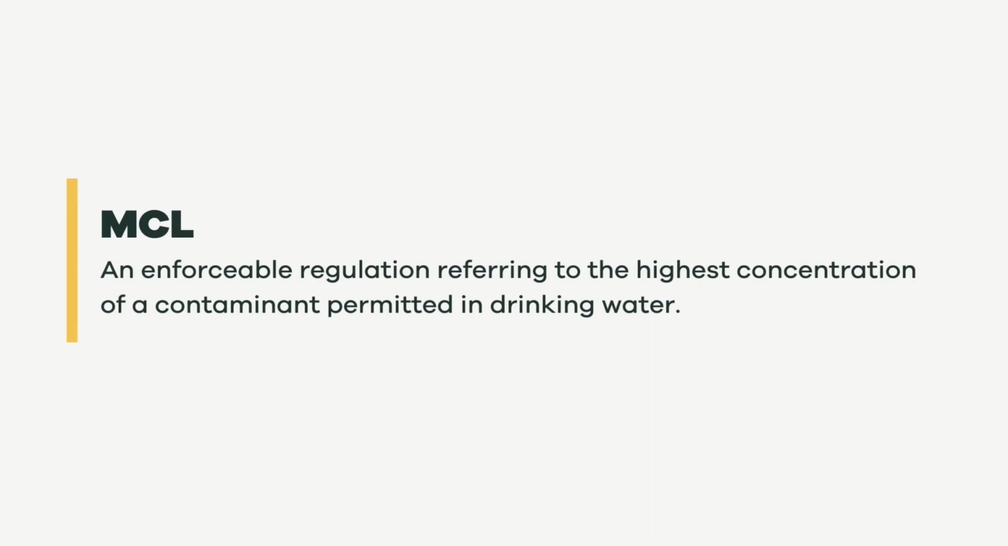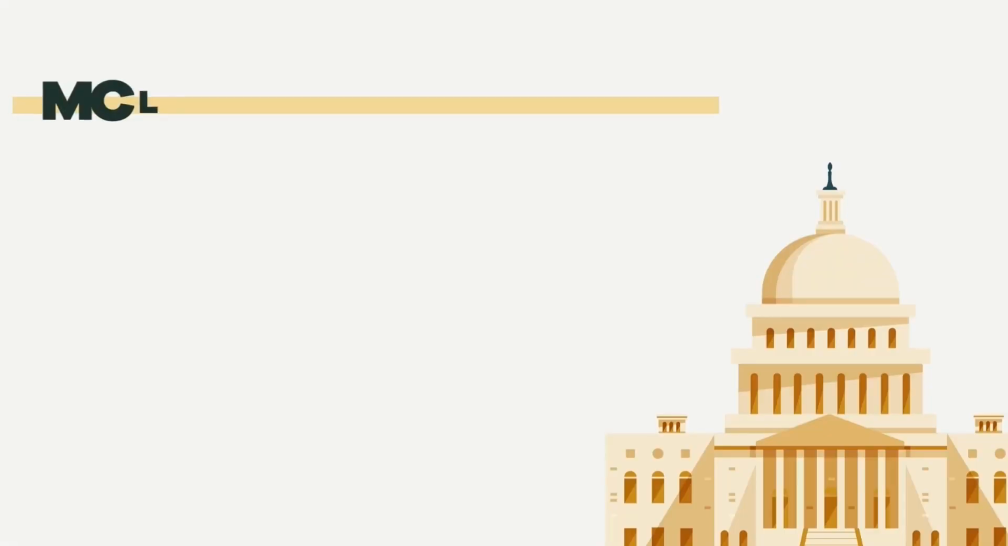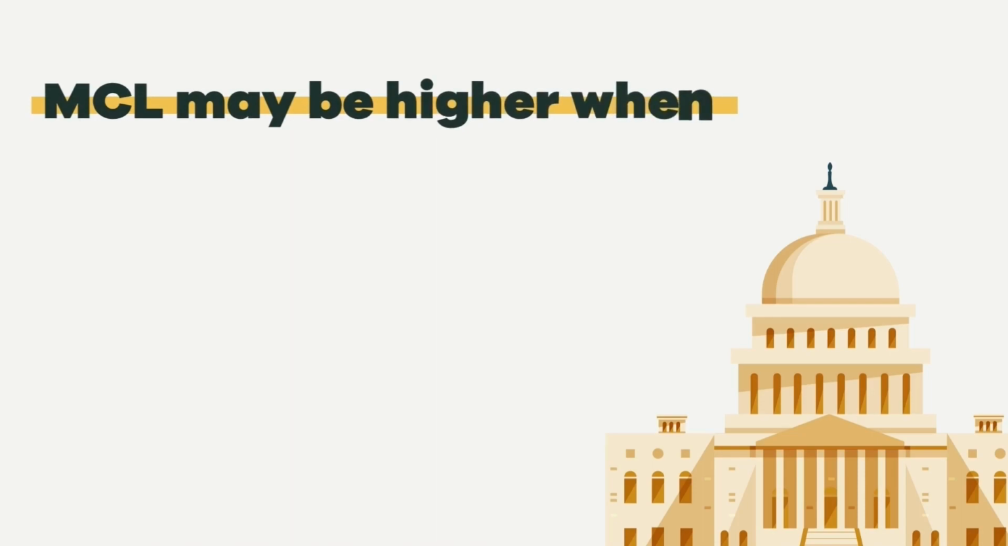Following the determination of the MCLG, the EPA establishes the maximum contaminant level, or MCL. Unlike MCLGs, an MCL is an enforceable regulation, which refers to the highest concentration of a contaminant permitted in drinking water. Sometimes the MCL for a contaminant is higher than the MCLG.